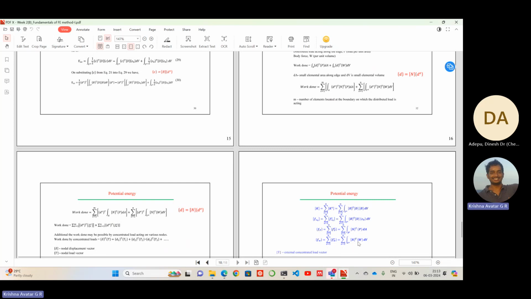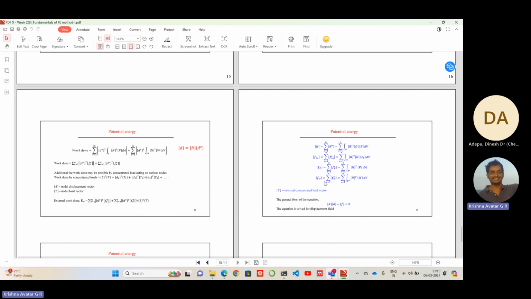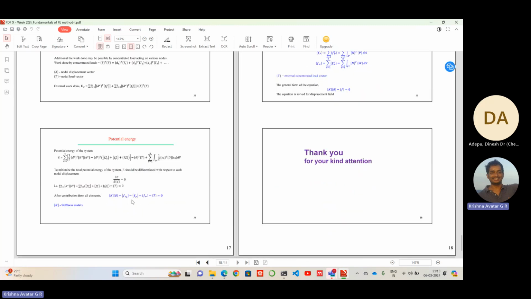Yeah, it's due to body weight, and then T is because of the external concentrated load vector. So this is the most general expression for the linear elastic case. We have to solve for delta here. Delta is the vector containing the displacements, and these are all our vectors. So it becomes of the Ax = B form. We can take all these to the right, then it becomes Ax = B form, right?